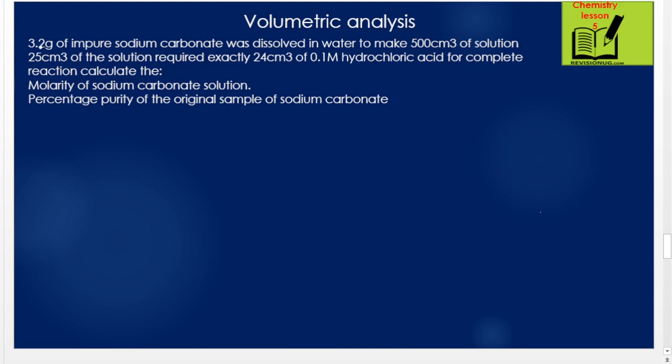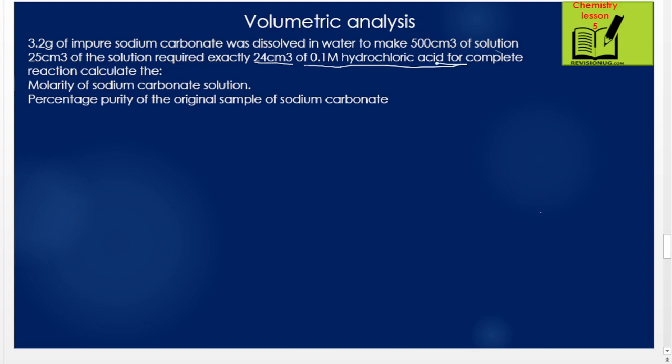Now our example number 2 says 3.2 grams of impure sodium carbonate was dissolved in water to make 500 cubic centimeters of a solution. So they got impure sodium carbonate, then they dissolved it in water, meaning that some impurities did not dissolve and the pure carbonate dissolved, right? Now they made a solution to 500 cubic centimeters, that is half a liter. Now they are telling us that 25 cubic centimeters of the solution required exactly 24 cubic centimeters of 0.1 molar.